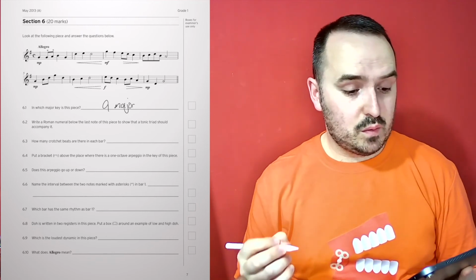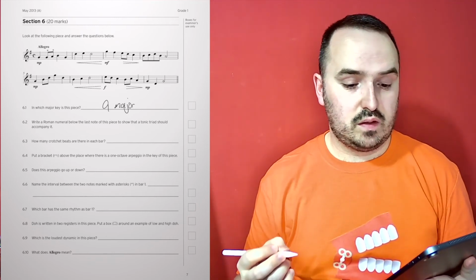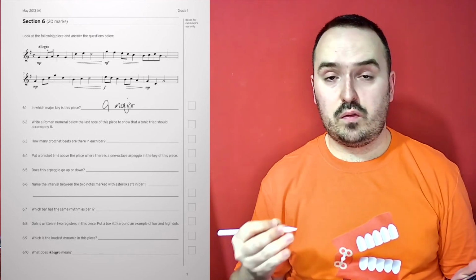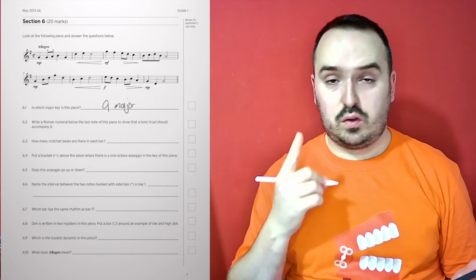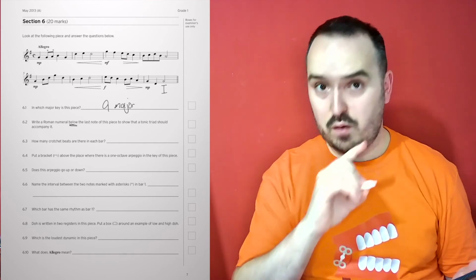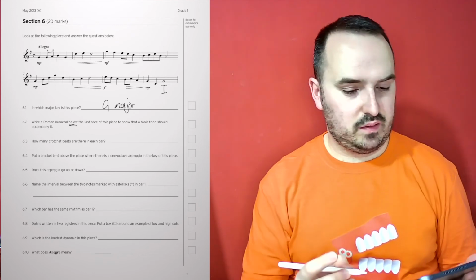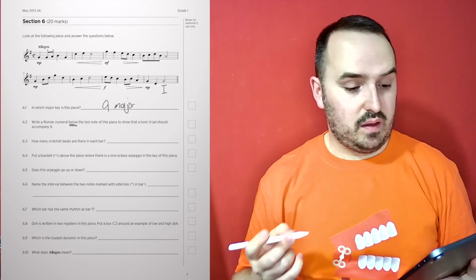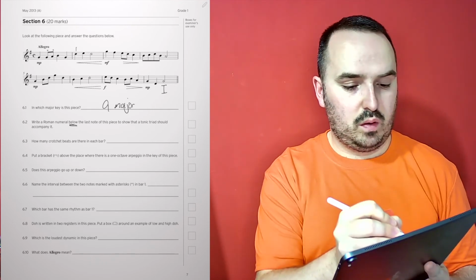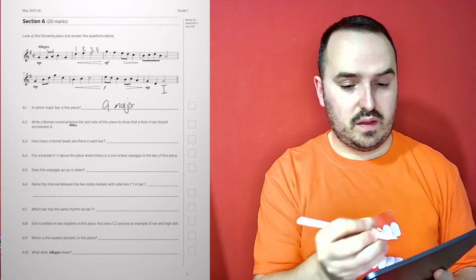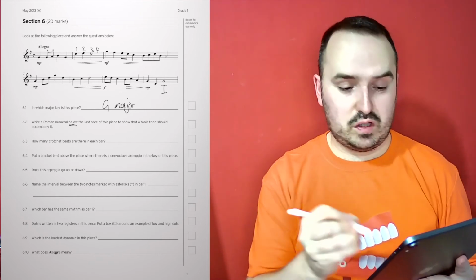Easy as that. Number 2. Write a Roman numeral below the last note of this piece to show that a tonic triad should accompany it. Great. Again, so we know from what we've already learned, tonic is chord 1. And there is our I, Roman numeral 1, for our tonic triad to accompany that. Question 3. How many crotchet beats are there in each bar? Bar 2, we've got 1, 2, 3, 4 beats. That's 2 beats on that minim. So we know we've got 4 crotchet beats in a bar.